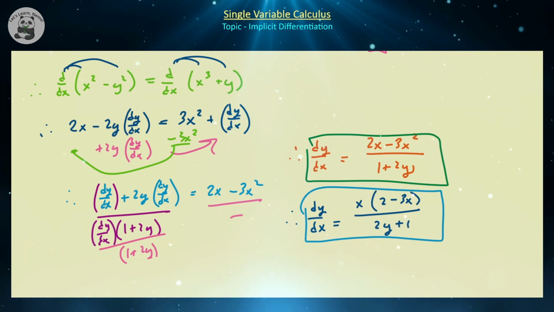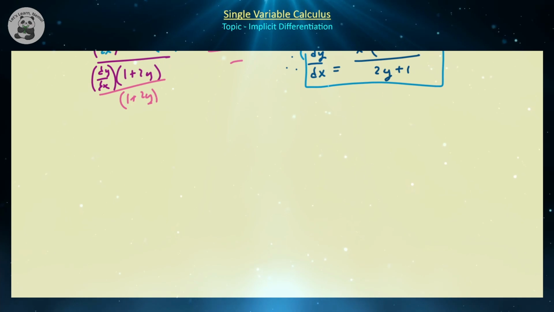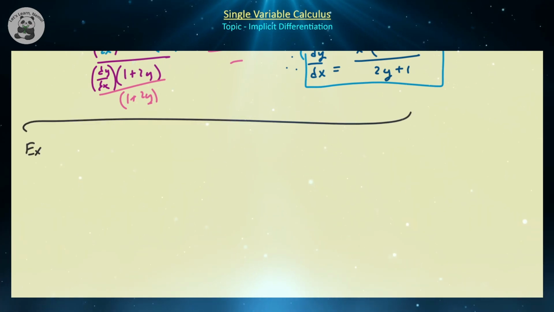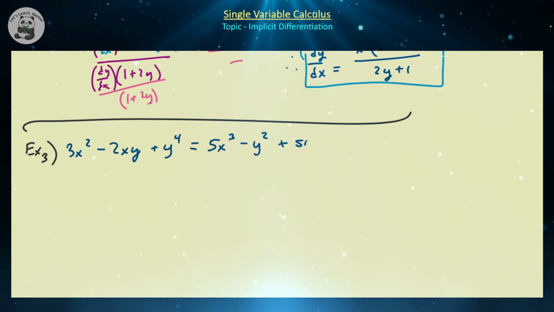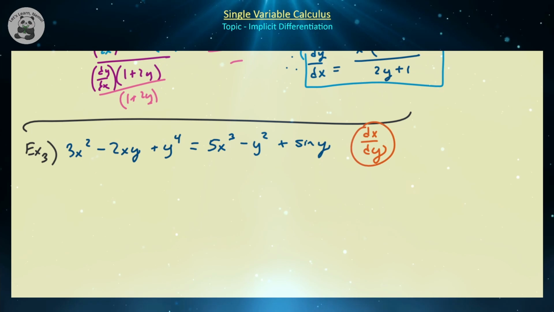Obviously, that example is a little bit easier, so let's just do one, just for excitement, that's a little bit more complex. So let's assume that the relation that we're interested in is 3x squared minus 2xy plus y to the power of 4 is going to be equal to 5x cubed minus y squared plus the sine of y. And let's assume that we're interested in finding dx over dy.